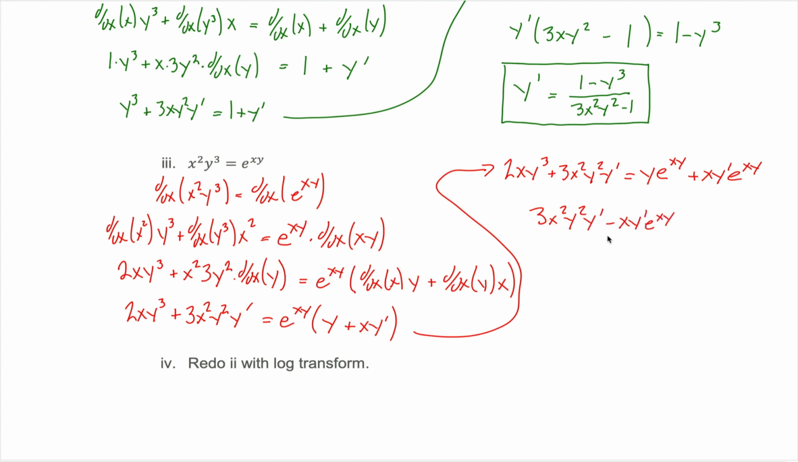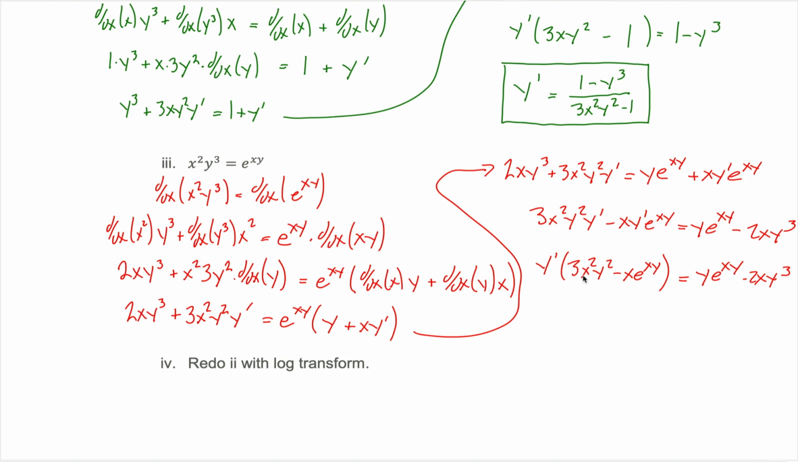The new left side of my equation would be this term minus this term. The right side of my equation is y e to the xy minus this term, 2xy cubed. At this point, I'm pretty close to done. All the terms on the left have a y prime in them, kind of by design. So I can factor out that y prime, and what I'm left with is 3x squared y squared minus x e to the xy power. I'll leave the right side completely alone, y e to the xy minus 2xy cubed.